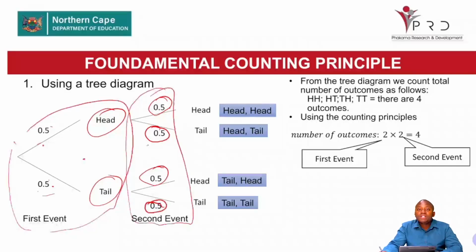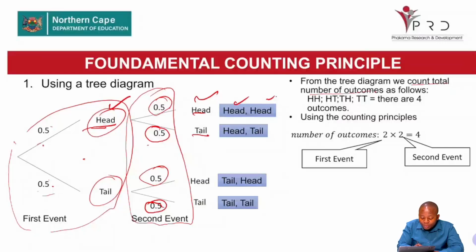So from the tree diagram, what did we do? We counted the total number of outcomes as follows. For the first one, we have a head and a head. Then in the second event, first event head, second one tail, so the second possible way is head and a tail. We proceed again. If we start by tossing a tail, we'll say tail and a head for the first event, so it's tail, head. Then the last one, we have a tail and a tail.